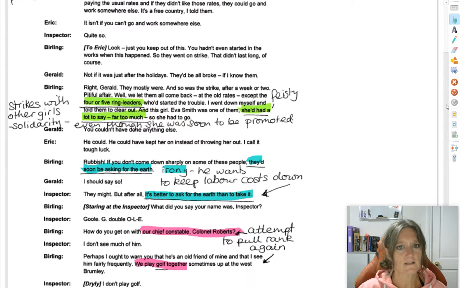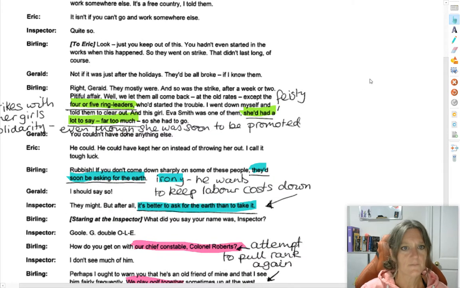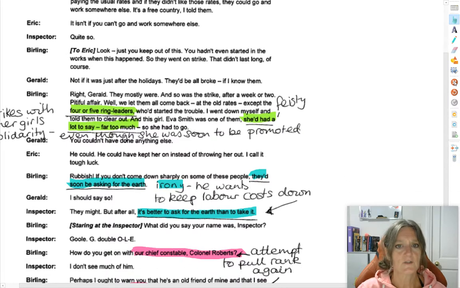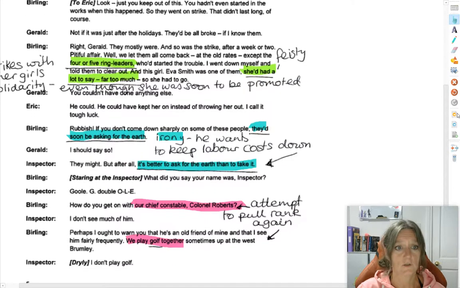Eric kind of gets it though. Birling says, I refused to give them a pay rise. I told them we were paying the usual rates. If they didn't like those rates, they could go and work somewhere else. It's a free country, I told them. And Eric says it isn't if you can't go and work somewhere else. The inspector says quite so. Birling says, look, you just keep out of this. You hadn't even started at the works when it happened. They went on a strike. It didn't last long.